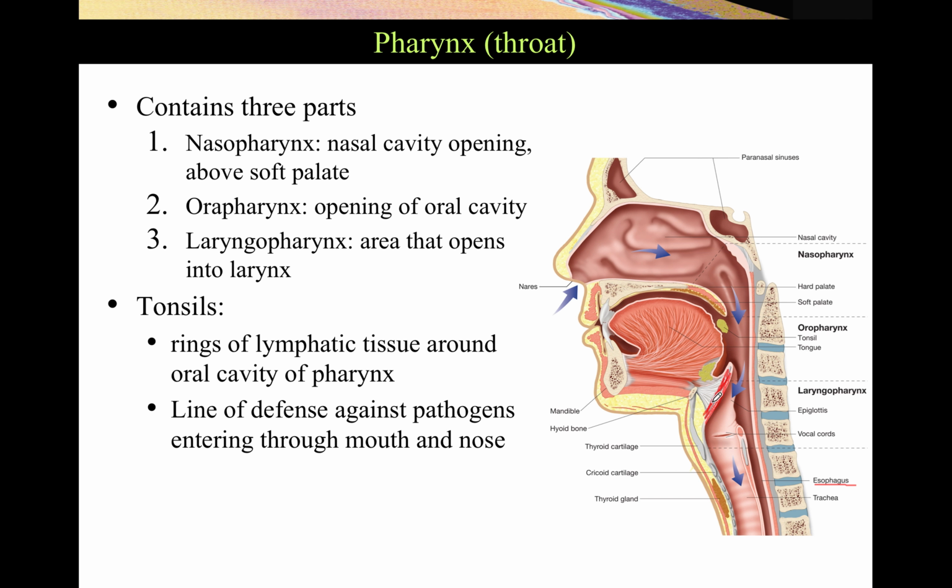Epiglottis, when you're eating, comes down and covers this surface. So it blocks your trachea from basically allowing food to enter. So the only passage your food has now is going down your esophagus.